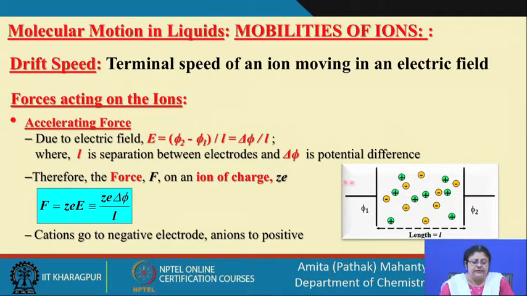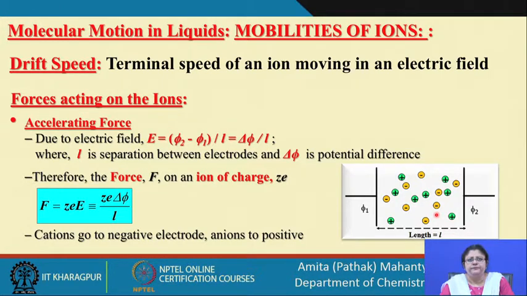So, the accelerating force will be due to the electric field which is going to exist. What is that electric field going to be? It is the potential difference across the two electrodes divided by the length between the two electrodes. So, L is the length separating the two electrodes and delta phi is the potential difference across the two electrodes.